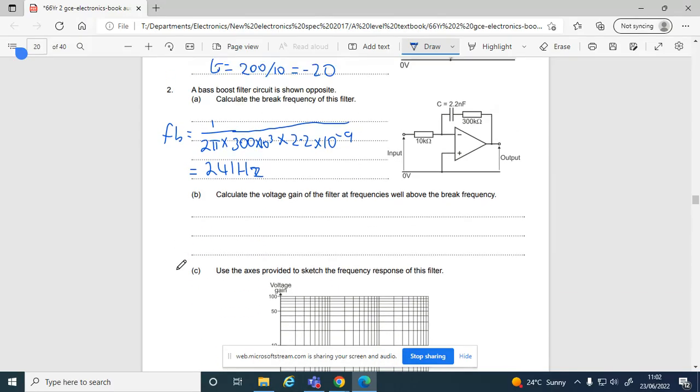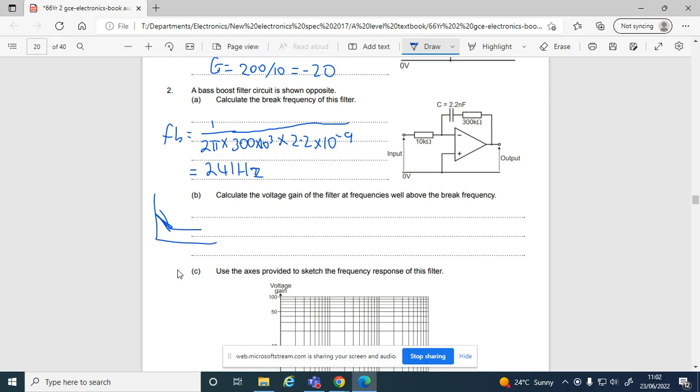Calculate the voltage gain way above the break frequency. Well, because it's a bass boost, the shape of the graph, which I'm going to draw in a minute anyway, bass boosts will look something like that. High frequencies are level, low frequencies get boosted, so it's kind of like an angle thing there. Gain above the break frequency is just going to be 300 divided by 10, which gives me 30. Again, you could put the minus, you don't have to.